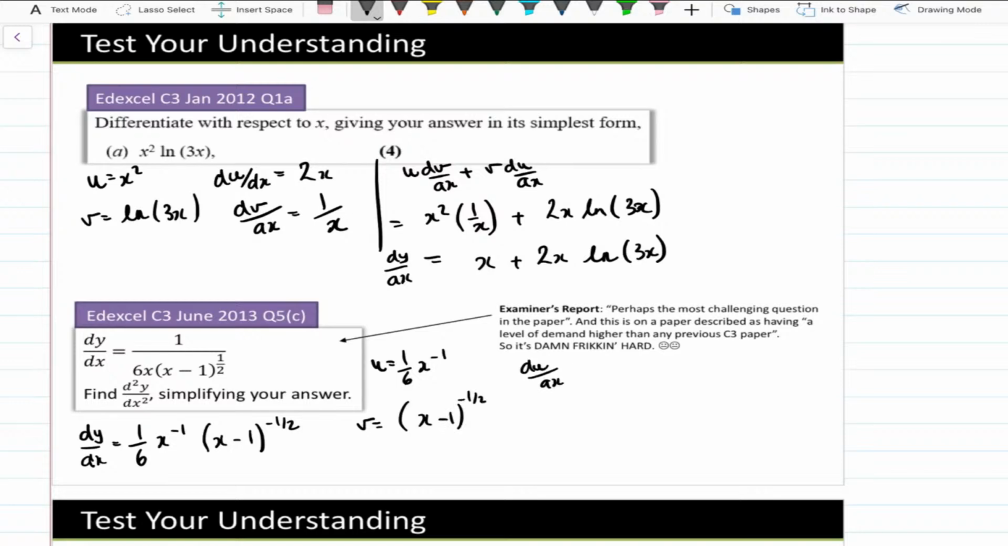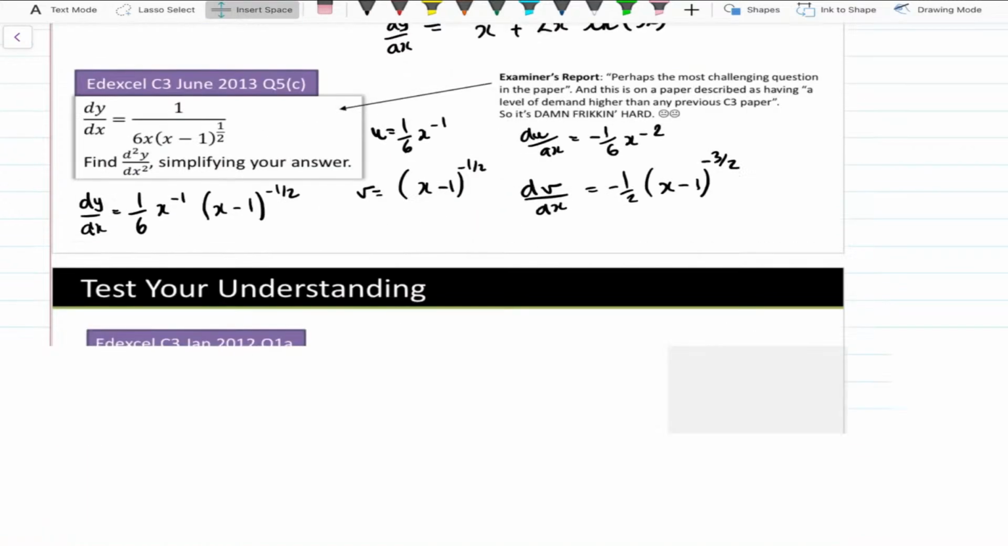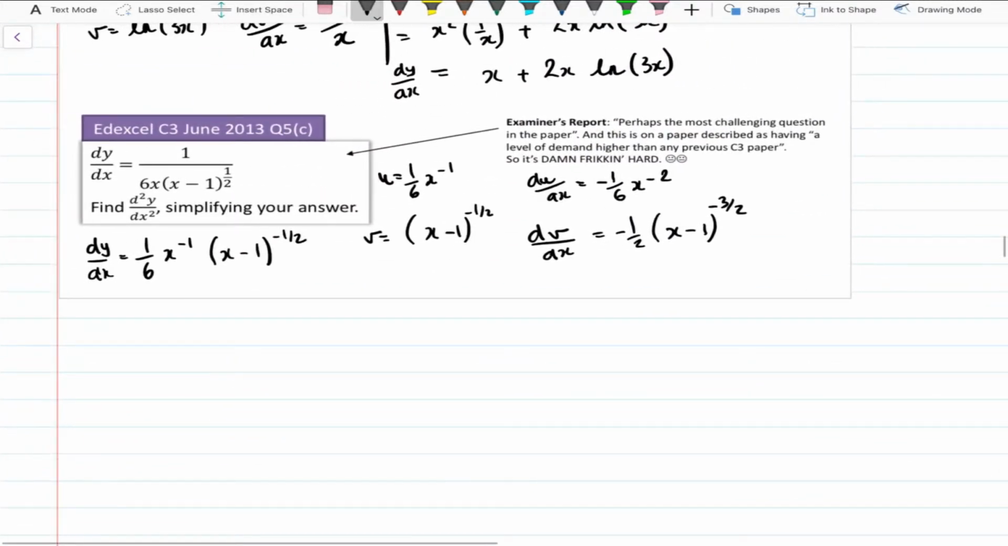du by dx is equal to, right, bring that minus 1 down, take away 1 from the power, so it's going to be minus 1 over 6 x to the minus 2. This one here, dv by dx is equal to minus a half times x minus 1. Take away 1 from the power, which is going to be minus 3 over 2, times the differential of inside of that, which is just going to be 1, so it stays like that. So, let's write down what these are now.